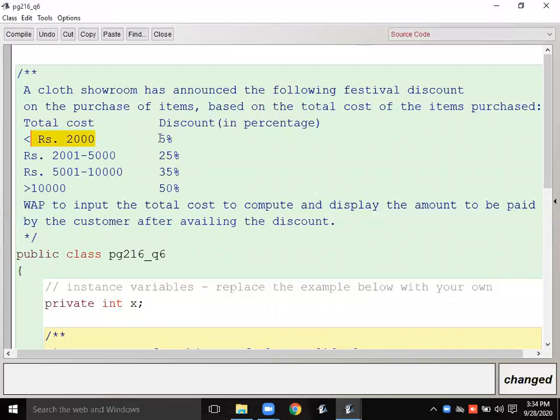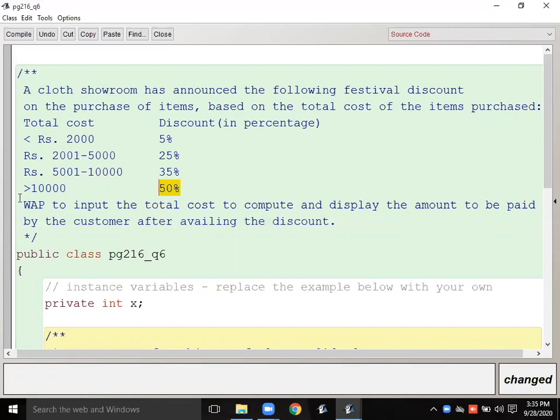Less than 2000 rupees, then discount will be 5%. If the cost is between 2001 to 5000, then discount will be 25%. And if the cost is between 5001 rupees to 10,000, then the discount will be 35%. And if the total cost is greater than 10,000, then discount will be 50%.